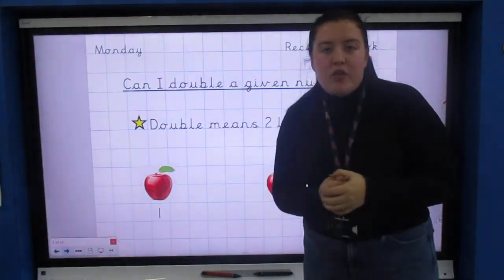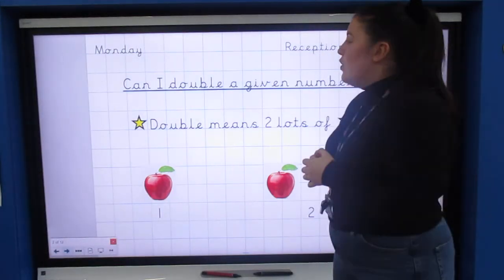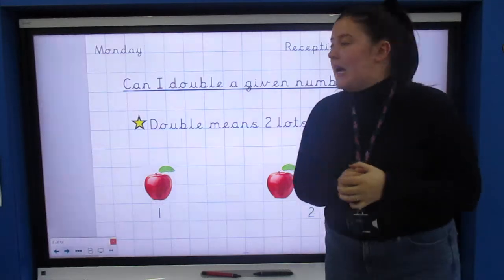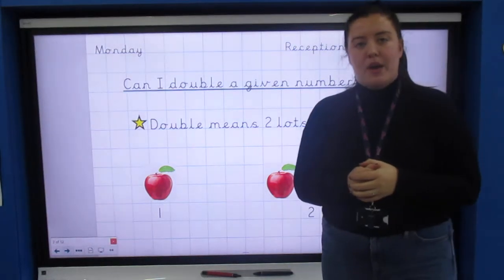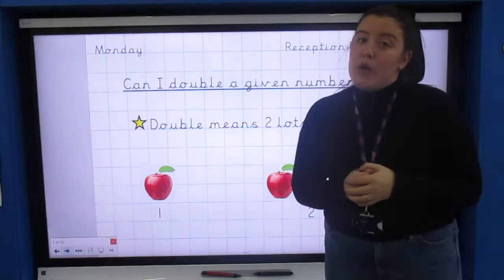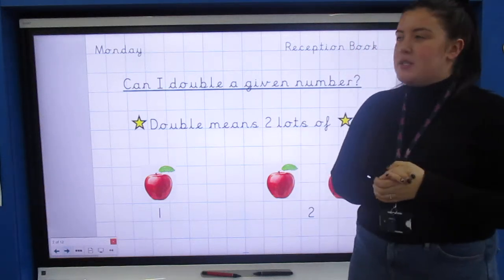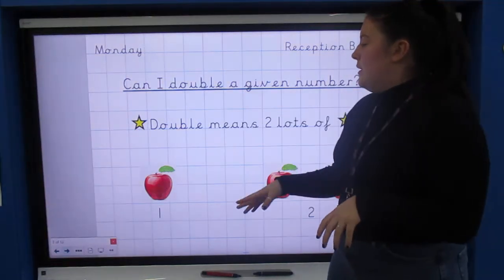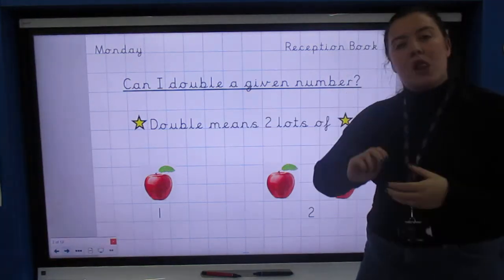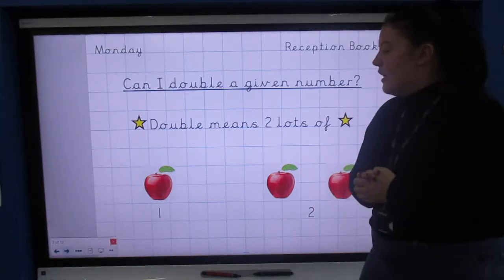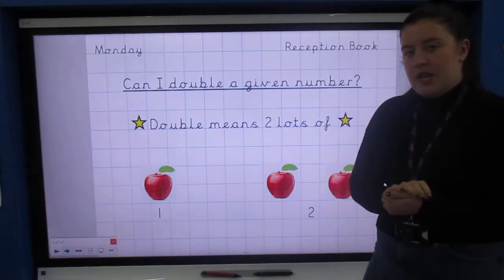Now today, if you've got the reception workbook, your learning question is, can I double a given number? Now double is a new word. We haven't learnt it before in maths, so let's have a think about what it means. Double means two lots of, okay? So let's have a look at what we've got here.